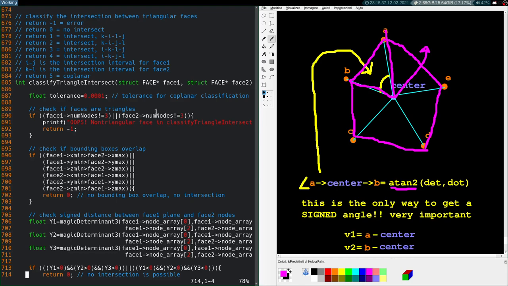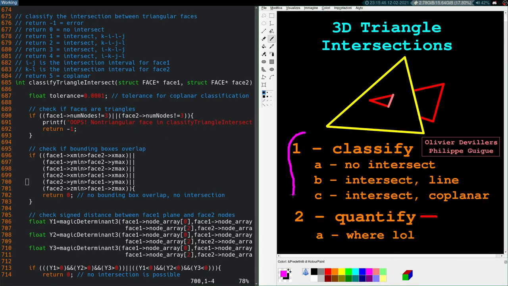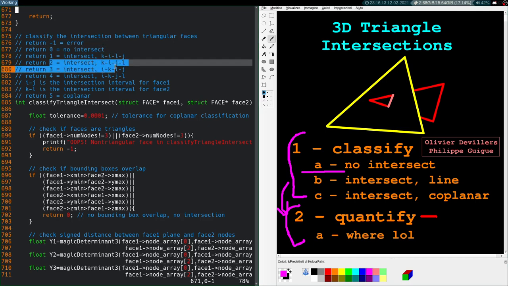Now, here are the big functions. I have one function that basically does this, and one function that does this based off of this. So this is called classify triangle intersect. This takes in simply two triangular faces, and it will return these values. It'll return -1 if some kind of error, return 0 if they don't cross, that's this. It will return 1 if they intersect in a line in this form. So this sequence of K, I, J, and L returns 2 in this form, 3 in this form, 4 in this form. And it returns 5 if they're coplanar.